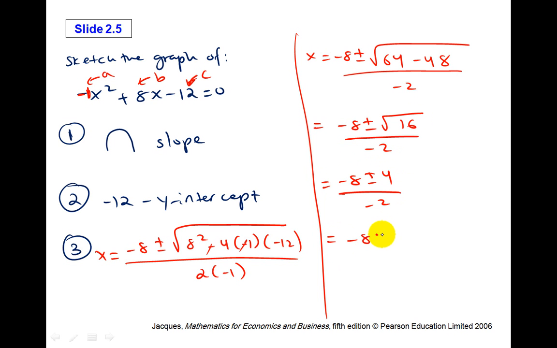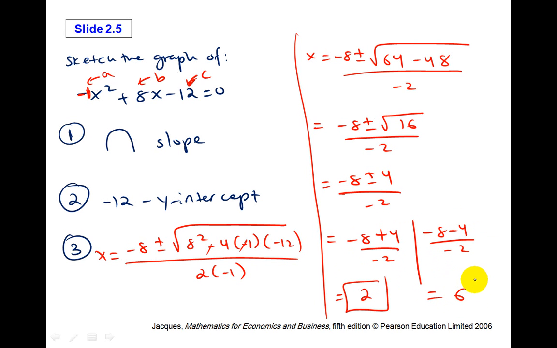The first case is when it's plus, and the second one will be when it's minus. So -8 plus 4 is -4. -4 divided by -2 will be +2. -8 minus 4 is -12. -12 divided by -2 is +6. So the two answers are 2 and 6.